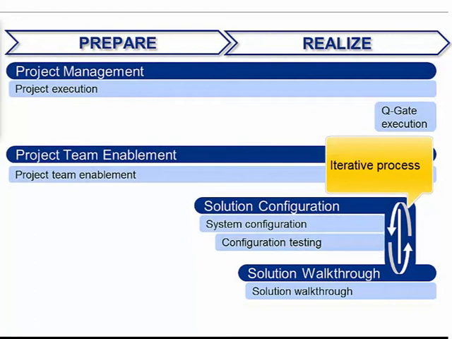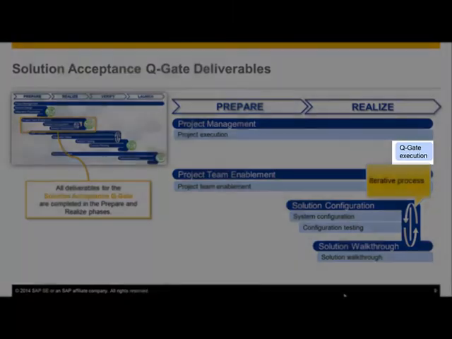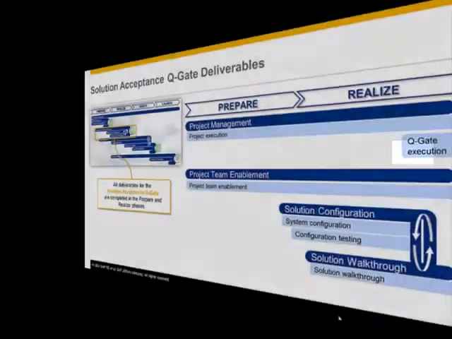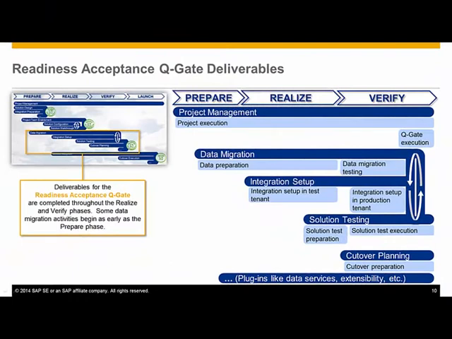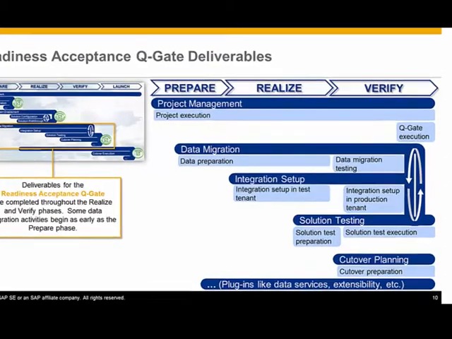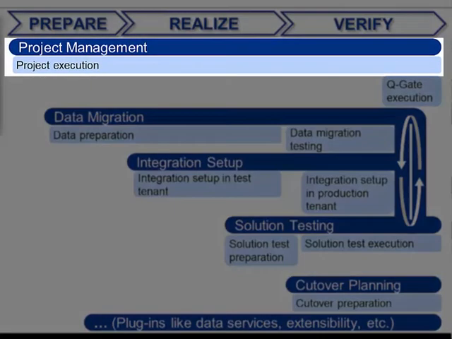An agile approach allows for several iterations of solution configuration, testing, and walkthrough prior to executing the solution acceptance Q gate. The readiness acceptance Q gate is when the project team decides if the system, people, and data are ready to proceed with the cutover into the production tenant. The milestone occurs at the end of the verify phase and is impacted by many streams. The project execution deliverable is repeated as the project manager continues with project status meetings, status reports, and risk management.